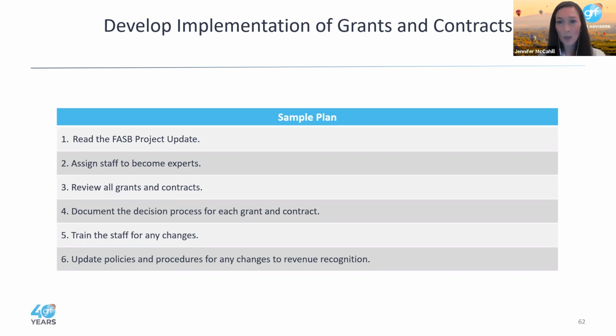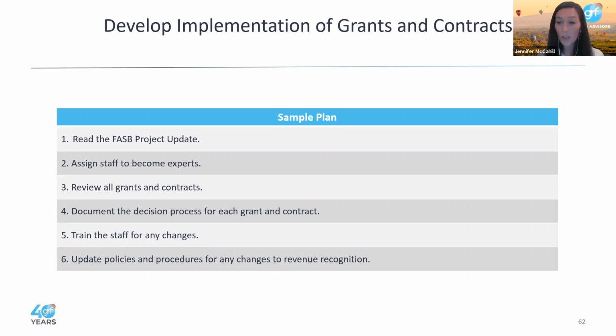Assign someone to become an expert. Don't assume that everyone is going to know everything about this, but having one person spearhead it certainly makes it much easier. Review all your grants and contracts. This is something I mentioned before that a lot of organizations have had to do, because they haven't been looked at in a long time, and they're not reflective of what's happening in practice, the substance of what's occurring, or what they feel the ultimate deliverables are. So it might be a good time to get with your legal counsel, or your finance, CEO, or COO staff, and review all those grants and contracts to make sure they're reflective of what you intend to do as far as revenue recognition.